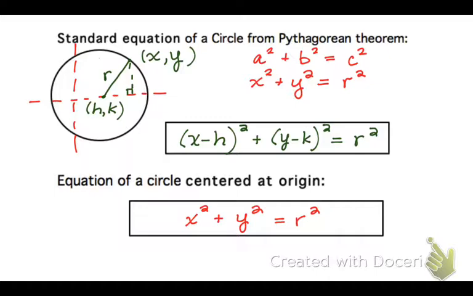So two different equations that we need to know. One is for a circle centered away from the origin. The second is for one centered at the origin.